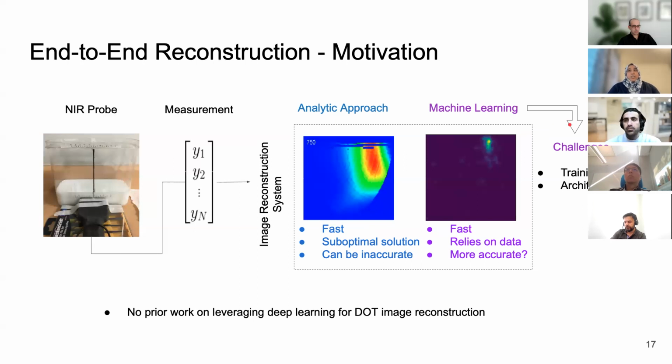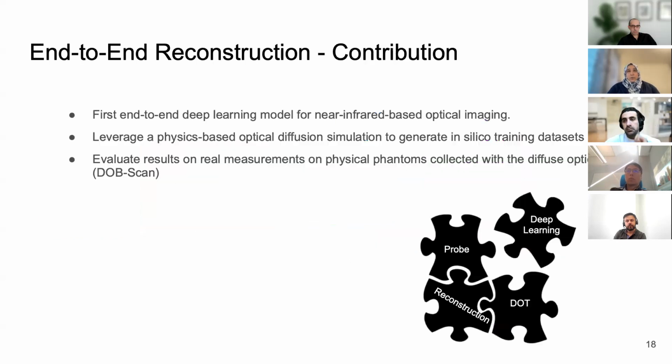The challenge here is how we would train the model, given that deep learning requires a large amount of paired data, and what architecture design we should adopt. So we propose here the first end-to-end deep learning model for near-infrared based optical imaging, where we leverage a physics-based optical diffusion simulation to generate in silico training data. We evaluate our results on real measurements on a physical phantom collected with our DOT probe.